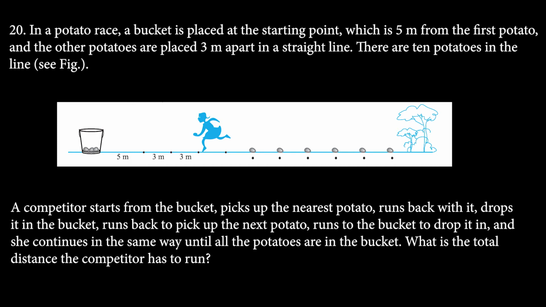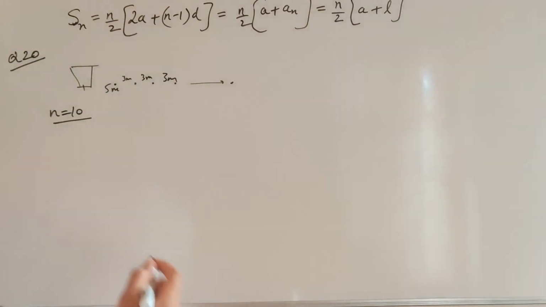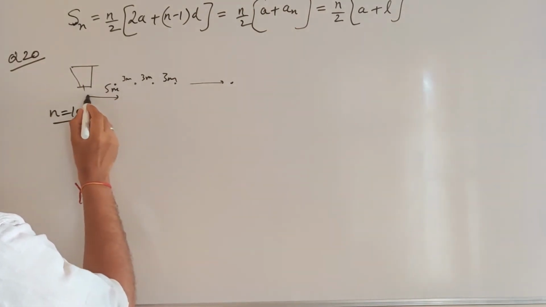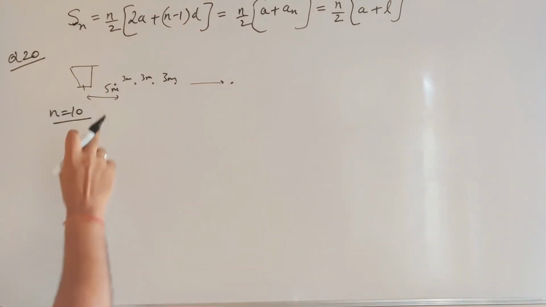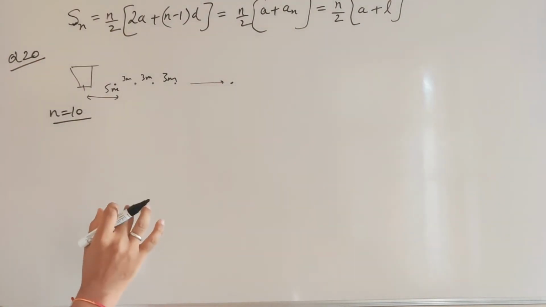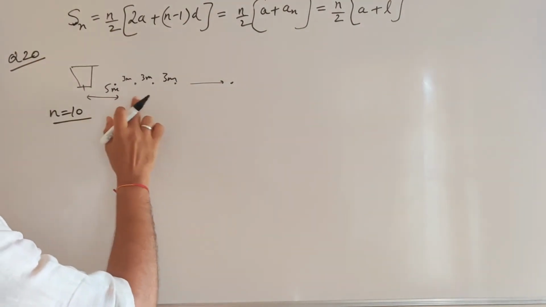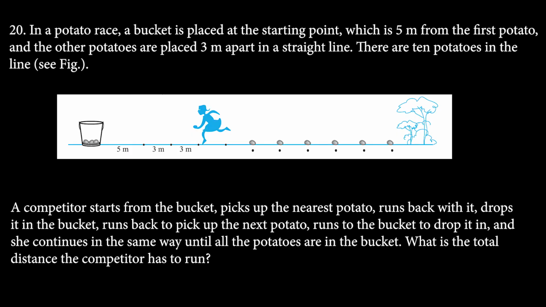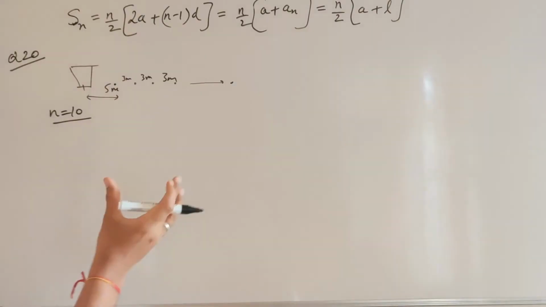A competitor starts from the bucket, picks up the nearest potato, runs back with it, drops it into the bucket, runs back to pick up the next potato. So what's happening? The competitor runs from here, picks up this potato and brings it back here. Again goes back, comes back, keeps it here. That way he does it for the first, second, third, up to 10 potatoes. The question is, what is the total distance the competitor has to run?